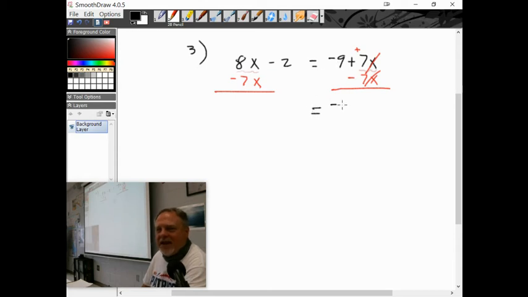Negative 9. Okay. So on this right side, we've taken the 7x and dealt with it. We're combining it with the positive 8x on the left side. So let's go ahead and do that. If I have 8 x's and I take away 7 x's, how many x's will be left? Well, 8 minus 7 will be 1x. So you can write 1x.